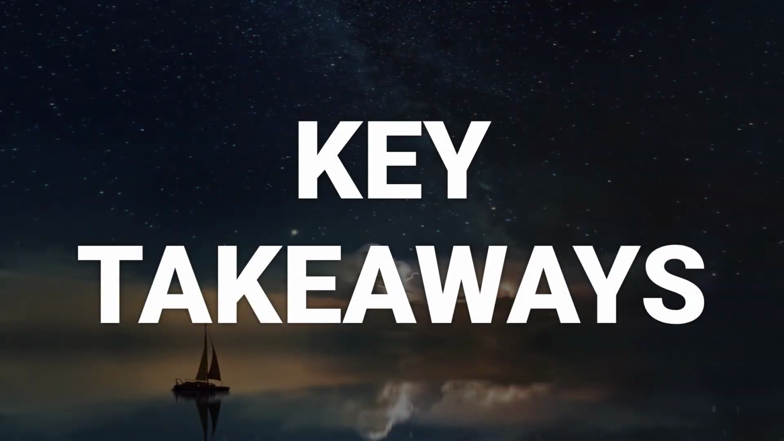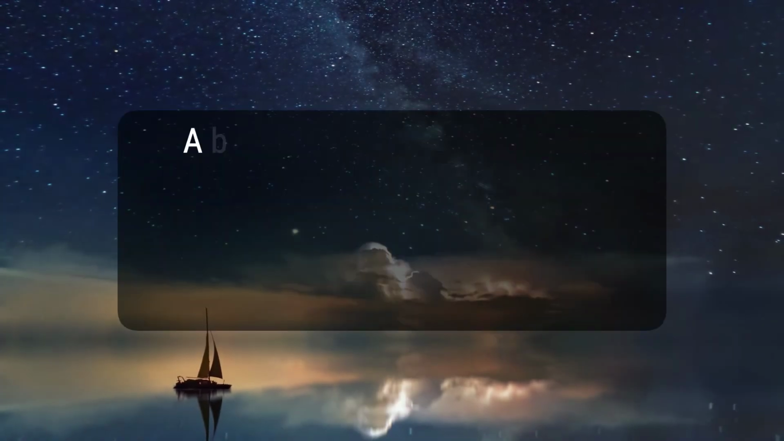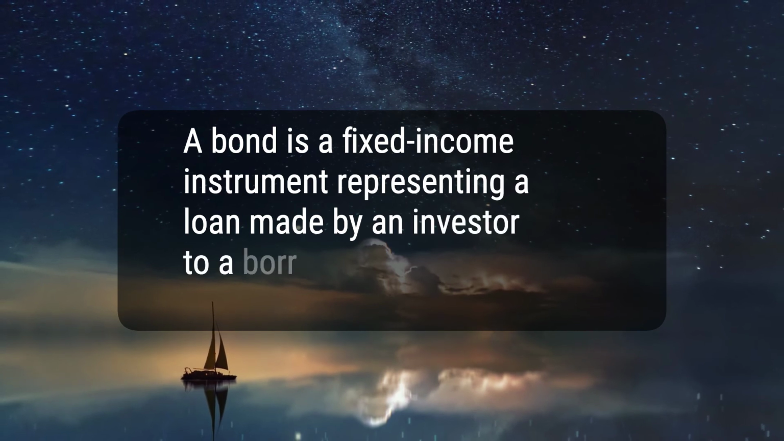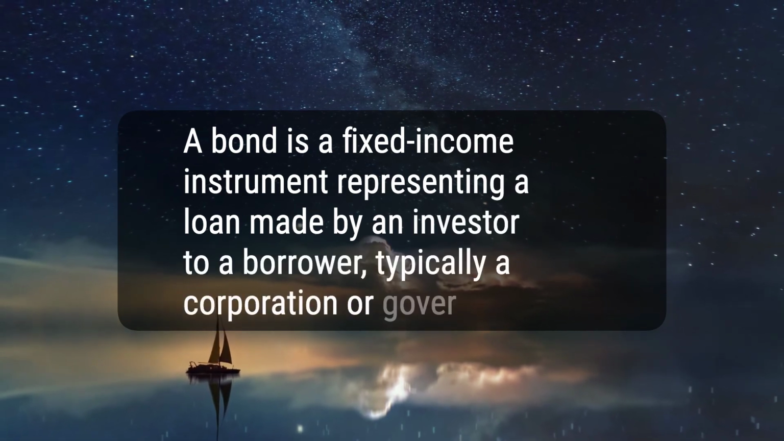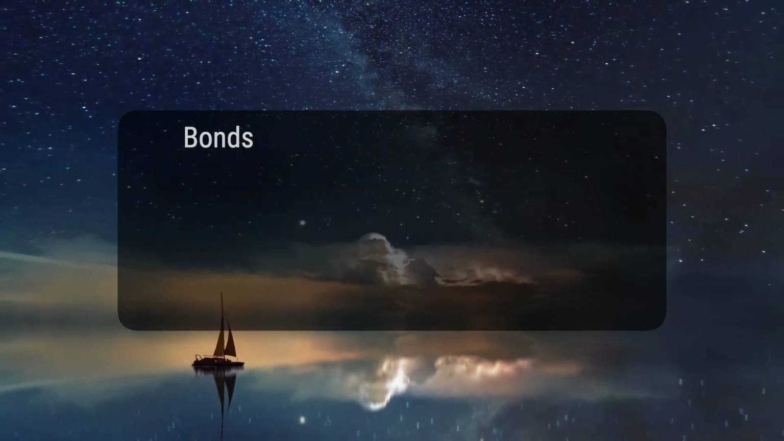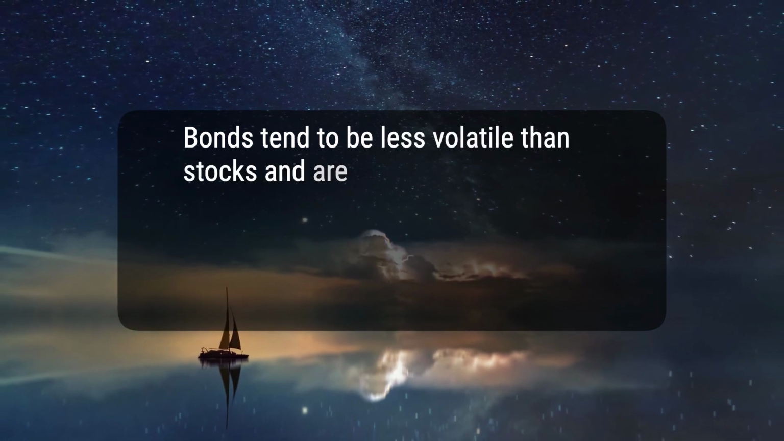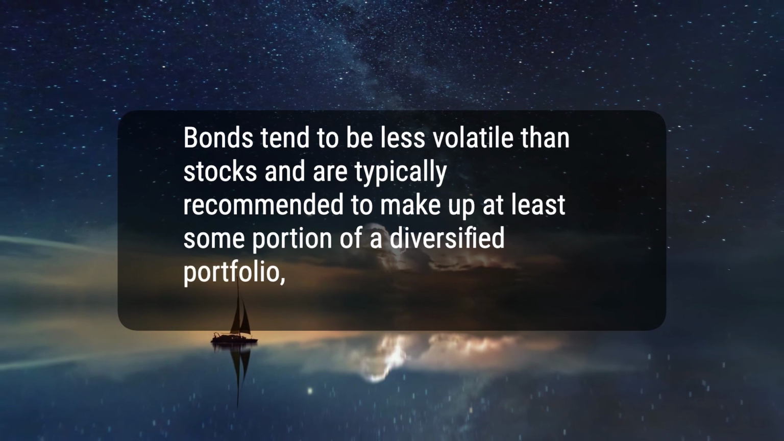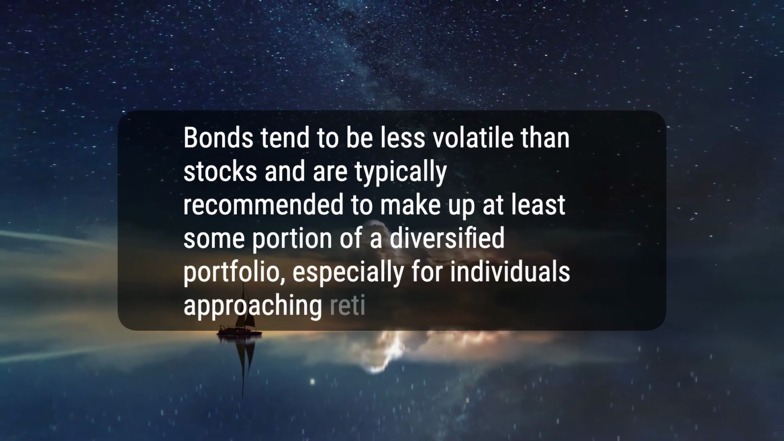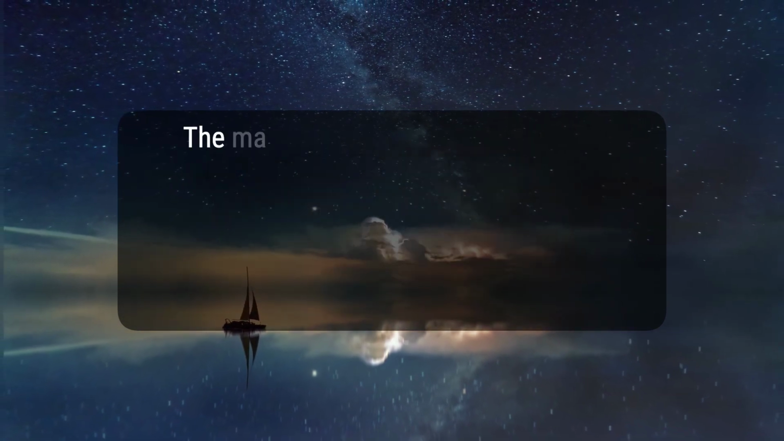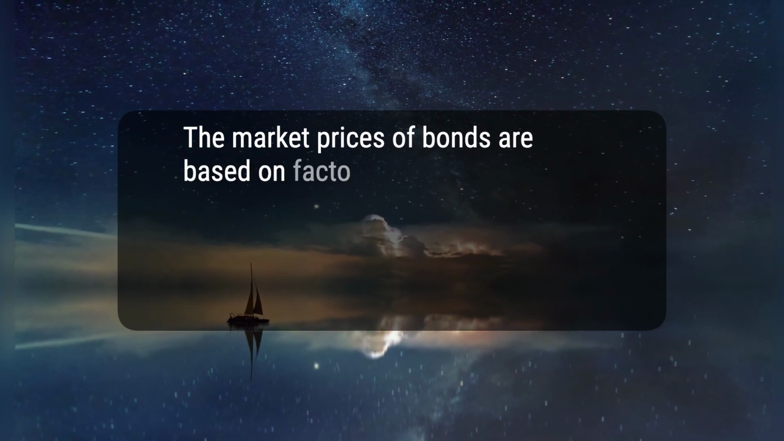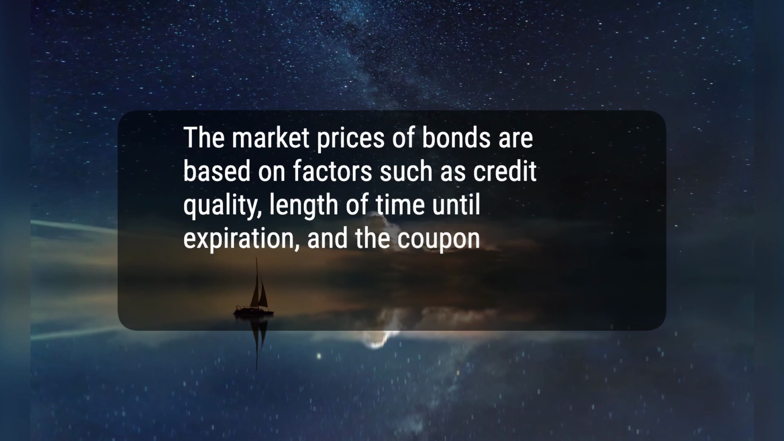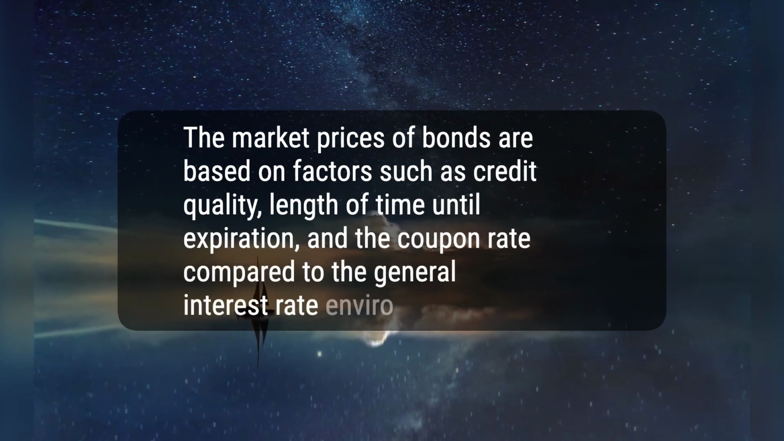Here are 3 key takeaways. 1. A bond is a fixed-income instrument representing a loan made by an investor to a borrower, typically a corporation or government. 2. Bonds tend to be less volatile than stocks and are typically recommended to make up at least some portion of a diversified portfolio, especially for individuals approaching retirement. 3. The market prices of bonds are based on factors such as credit quality, length of time until expiration, and the coupon rate compared to the general interest rate environment.